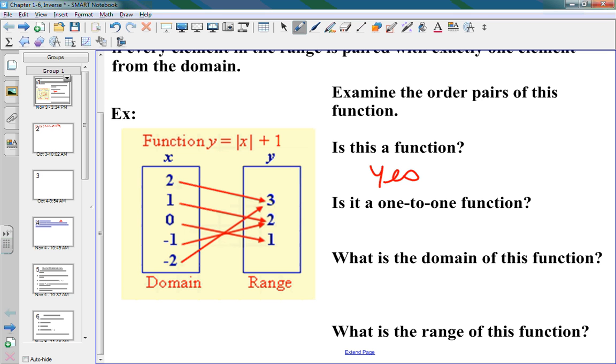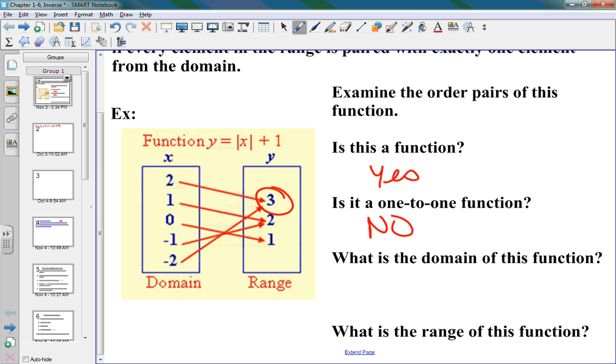We good? Yes. Now, is it a one-to-one function? No. Why is it not a one-to-one function? Because 3 is being chosen by both 2 and -2. Is that legal? No, it is not a one-to-one function.